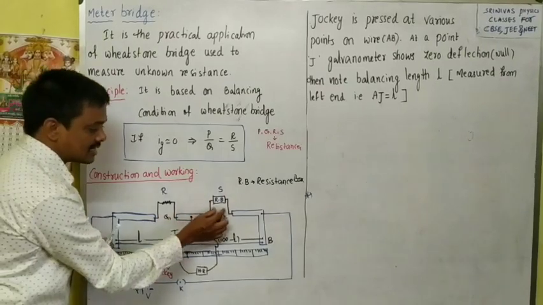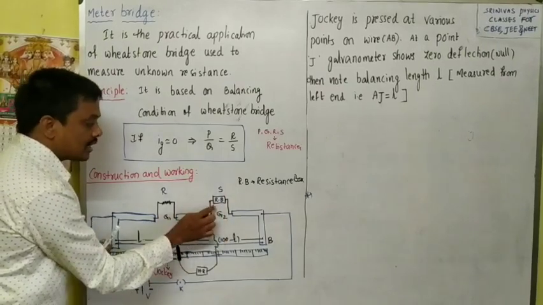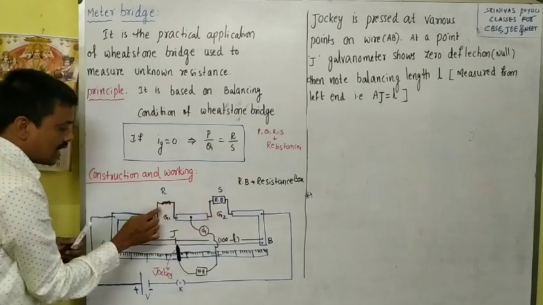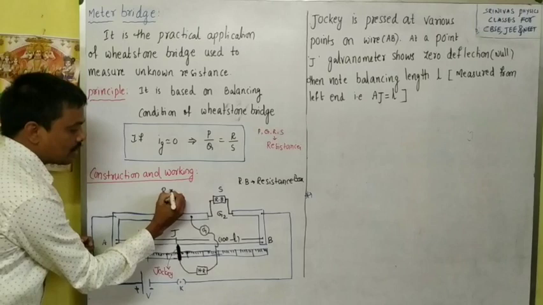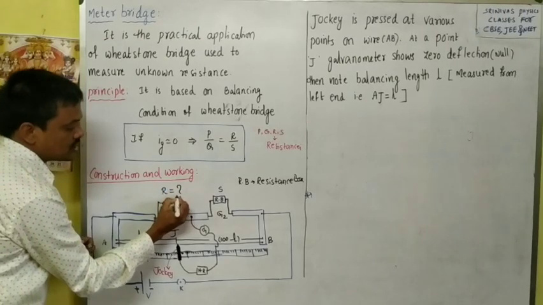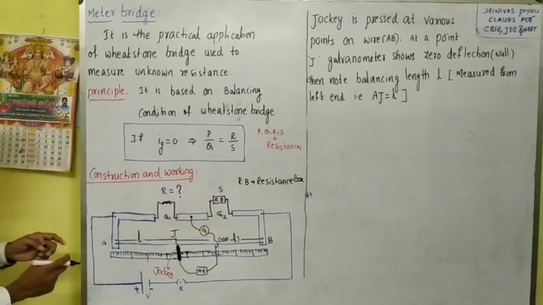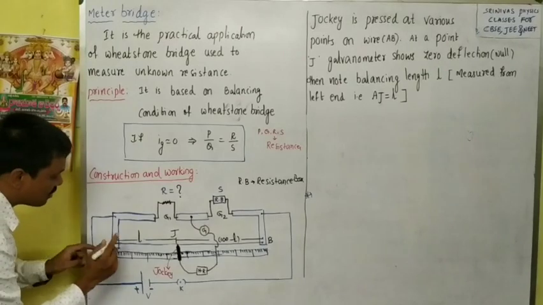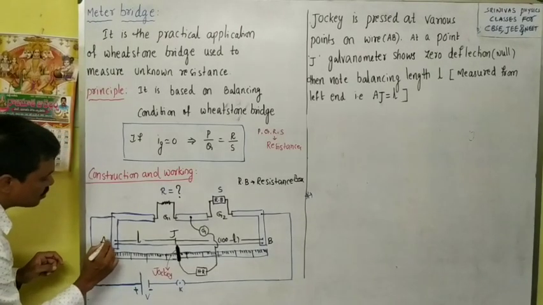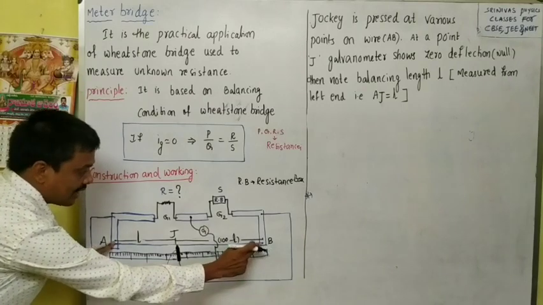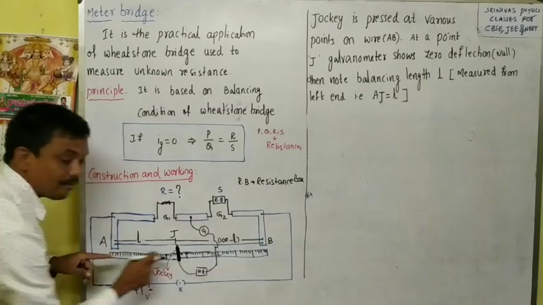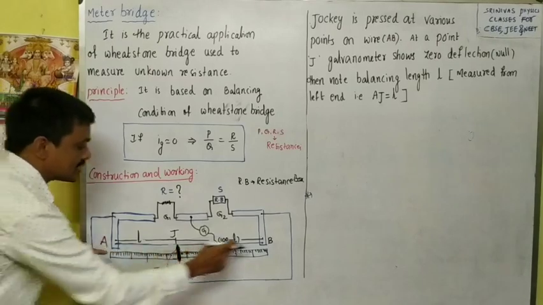The resistance box is connected in the right gap. The resistance box resistance is S, and the unknown wire resistance is R. This R is unknown, which I am going to find out: R equals question mark. Now in between the two L-shaped metal strips, there is a 1 meter length wire. This is the manganese wire. Manganese is an alloy, a resistance wire.